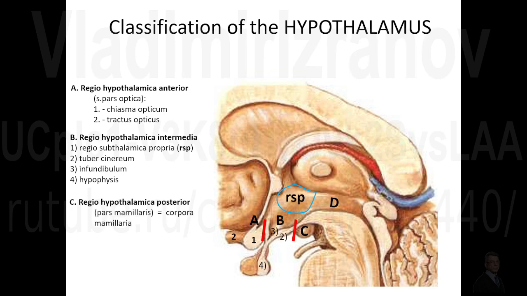Next classification group, regio hypothalamica posterior. So, pars mammillaris of hypothalamus, or we can say corpora mammillaria. And last region of hypothalamus is regio hypothalamica dorsolateralis, which is presented by nucleus hypothalamicus posterior or nucleus Lewisi.